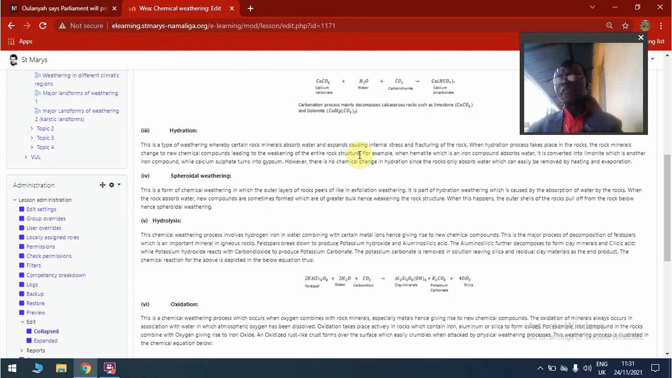Another form of chemical weathering is what we call the spheroidal weathering.